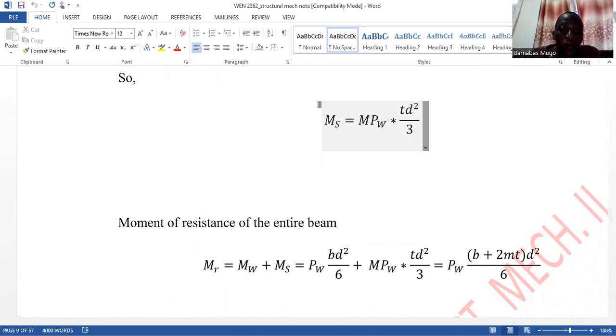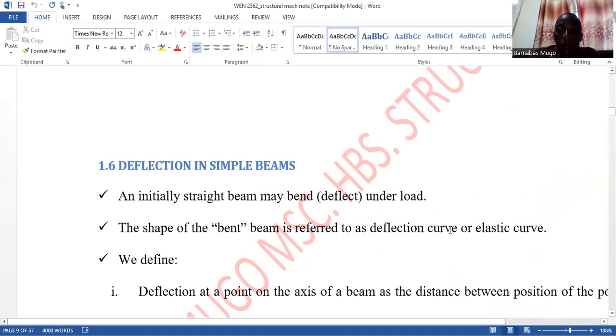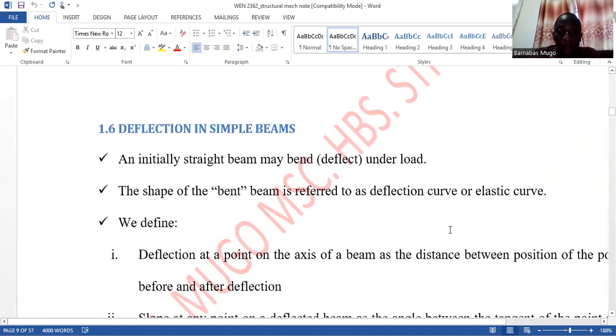Then from there, the moment of resistance of the entire beam is going to be given by the moment of the wood added to the moment of the steel. So I get the equation of the wooden section, and then I add to it the equation of the moment of the steel part. That equation is going to give us the moment of resistance of the whole section.